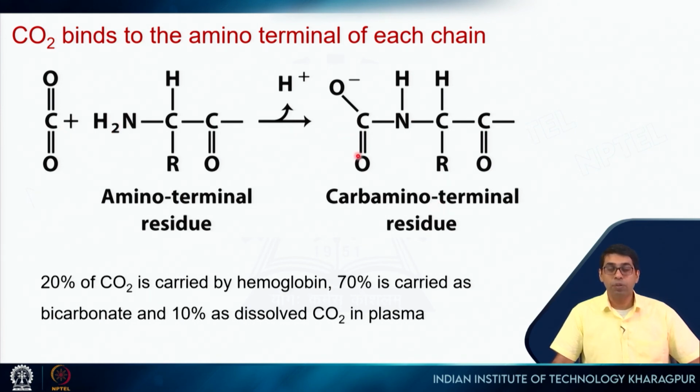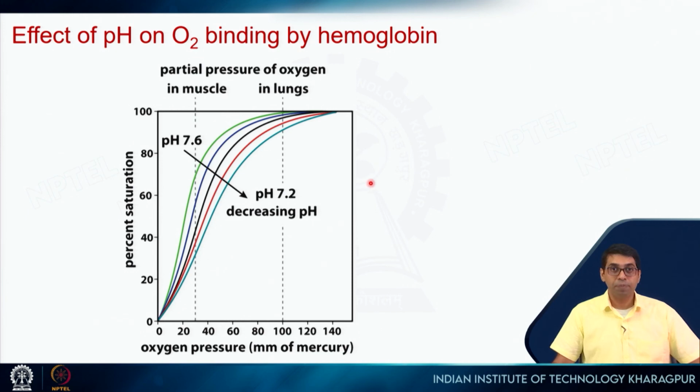Now this results in the changing of these ion pair interactions. So it actually stabilizes the T state, right? If it stabilizes the T state, what happens? The affinity of oxygen binding will decrease. So let's look at this.